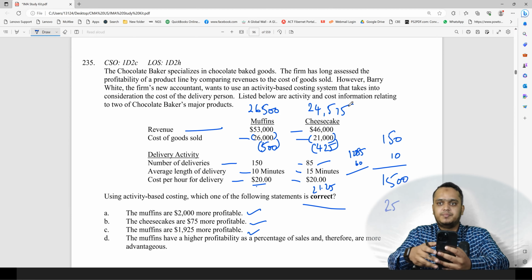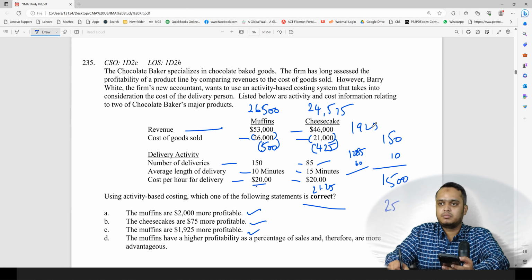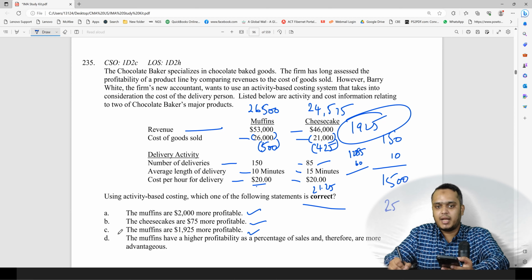Now the question here is, how much more profitable? Who is more profitable? 26,500 minus 24,575 is 1925. So the muffins are 1925 more profitable than these cheesecakes.